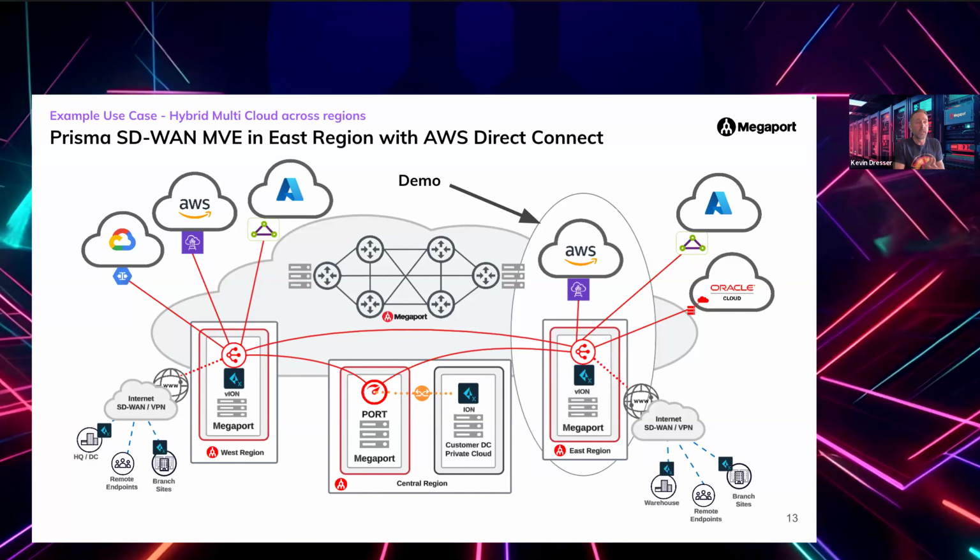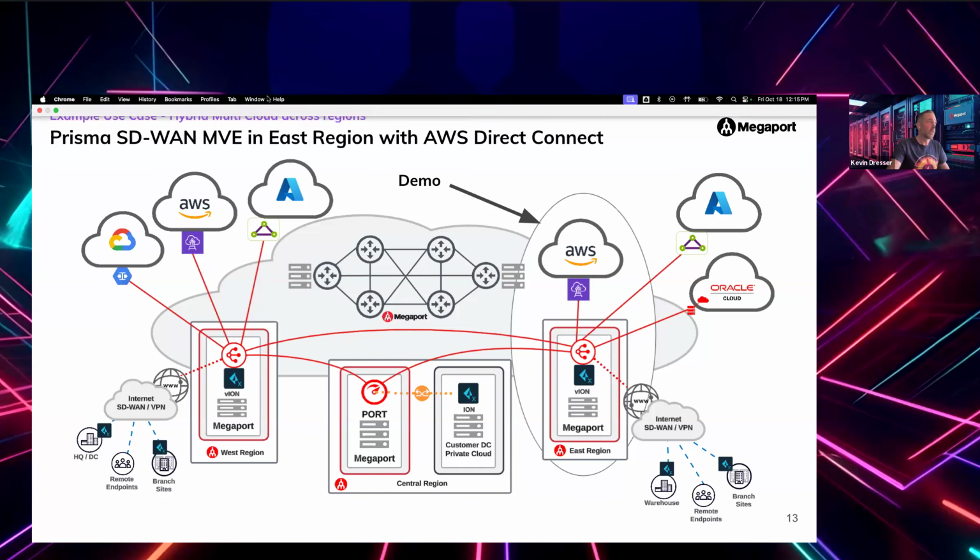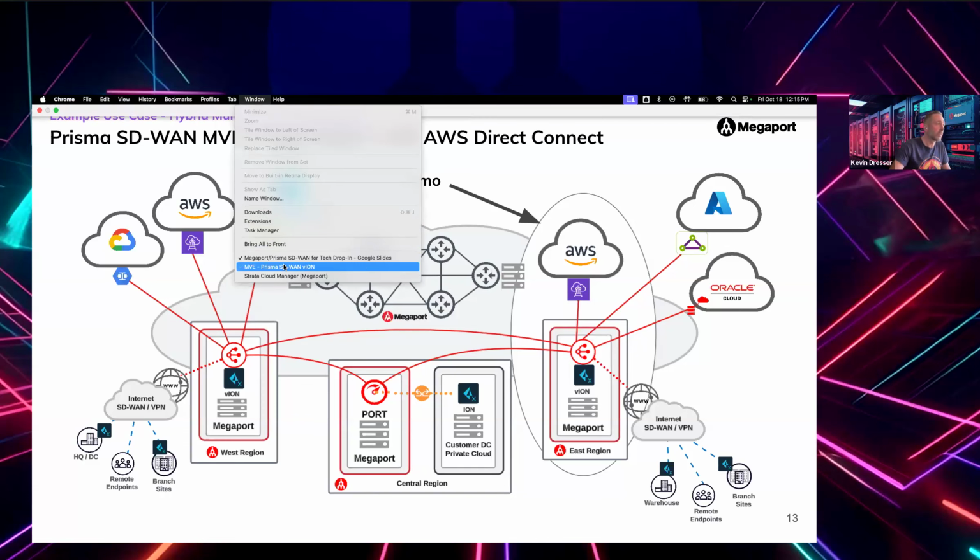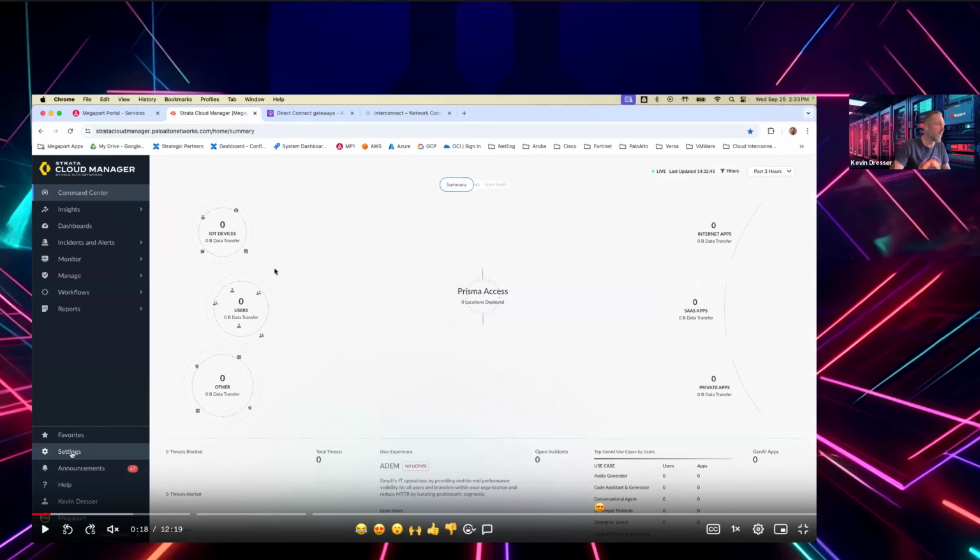So in this diagram, I'm showing in the East region, in this demo, the deployment of a virtual ION appliance in the Megaport platform, as well as provisioning a virtual cross connect. In this case, it's going to be a connection being provisioned to AWS. And I'm going to show all the different steps and some of the ways that you configure the actual virtual ION appliance. So with that, let me just jump over to my demo platform.